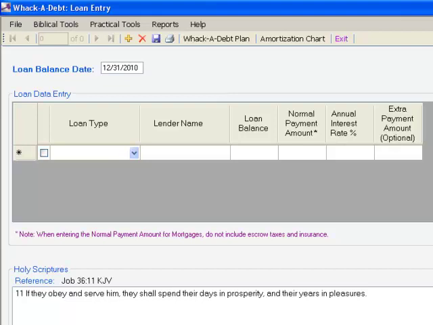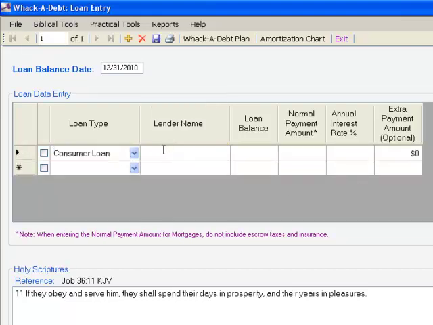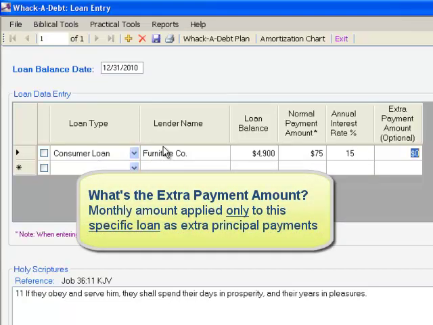The first bill is a consumer loan for the furniture we purchased 2 years ago that has a remaining balance of $4,900. We'll enter this information by selecting the loan type from the drop-down box. Next, we'll enter the lender's name, the loan balance of $4,900, the normal payment amount of $75, and the annual interest rate of 15%. The last column, extra payment amount, is optional.